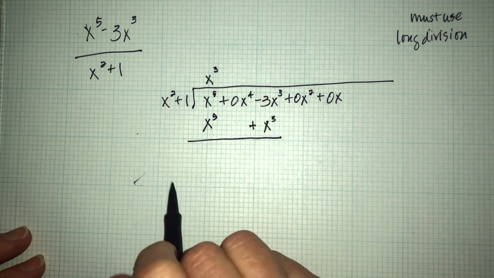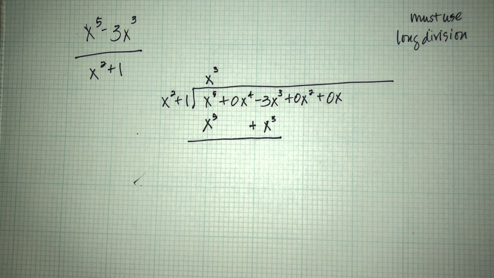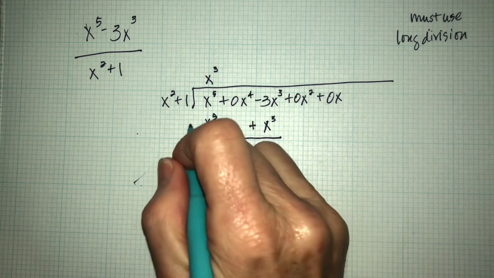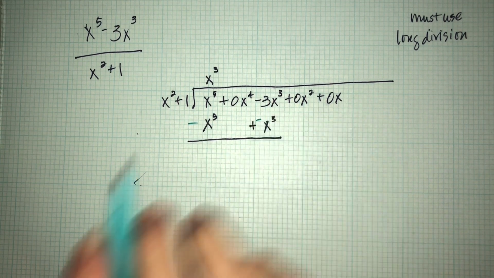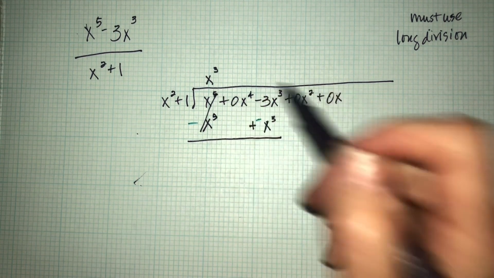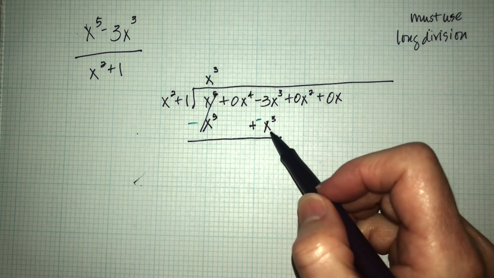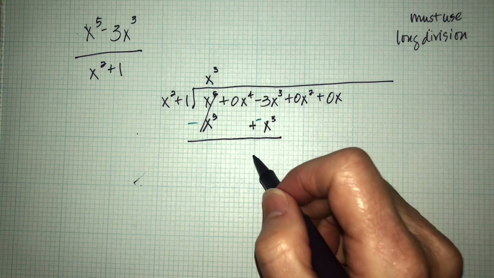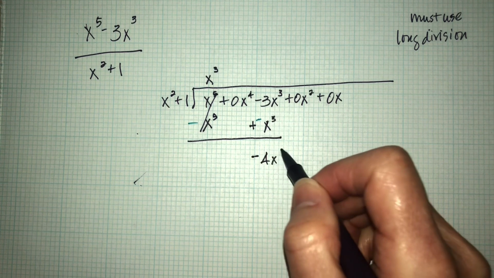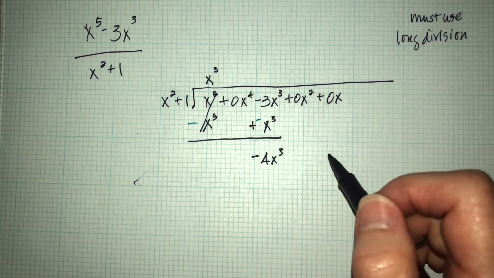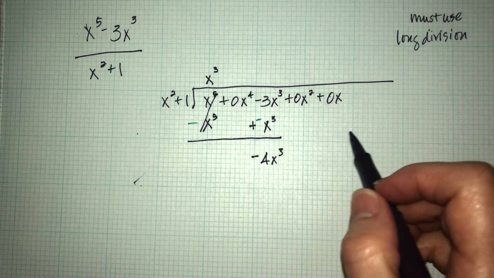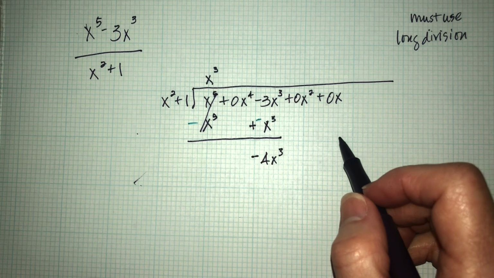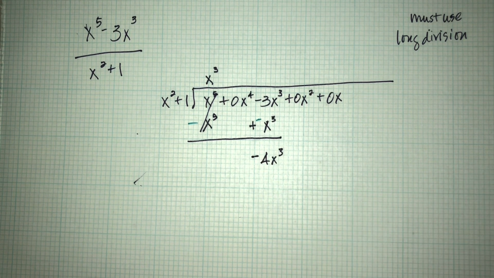And again, same as before, we're ready to subtract, so we change the signs and we add. So these cancel out, and here we have a negative 3x cubed and a negative x cubed, so that's going to give me negative 4x cubed. And I really don't have any other terms to bring down at this time, so I'm just going to leave it as it is for the moment.